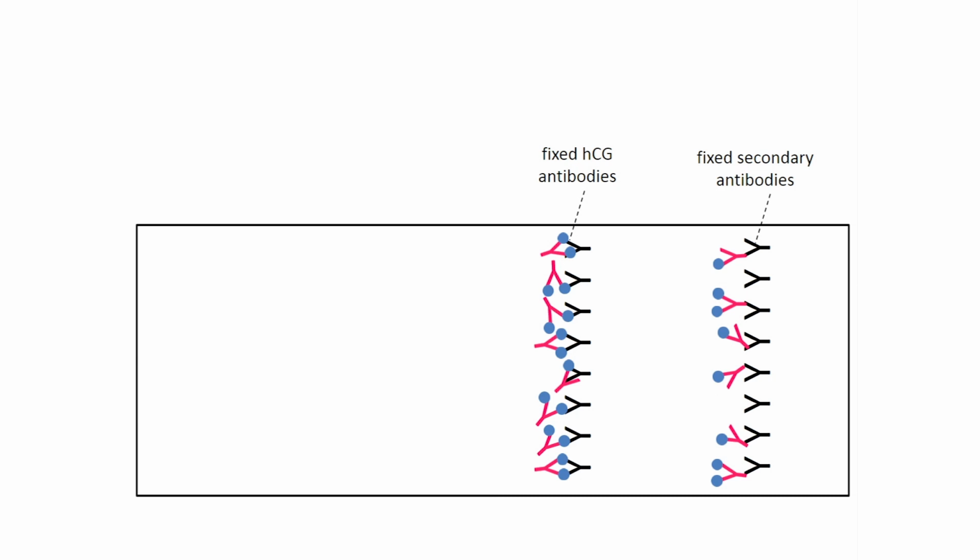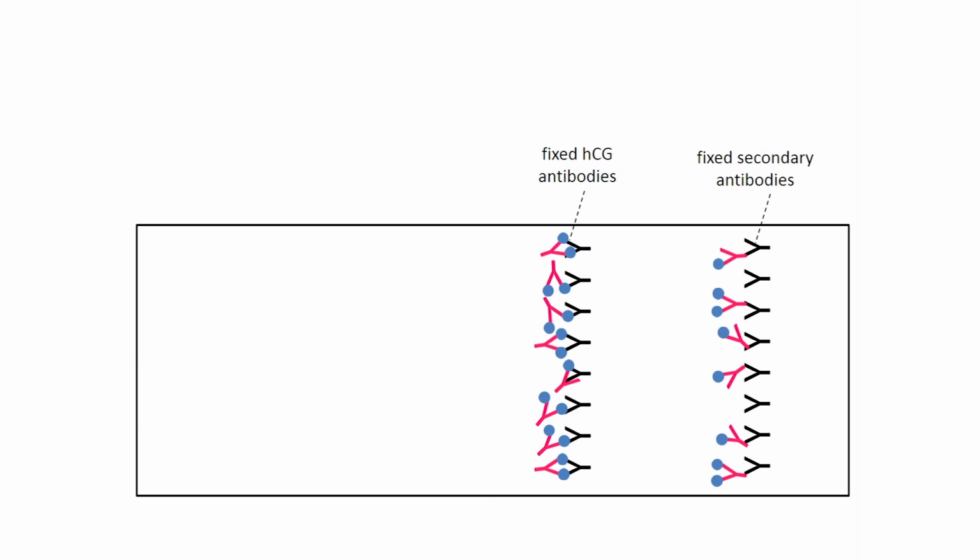Some of them will get trapped at the first line because there's a binding interaction not only with the coloured antibodies but also with the fixed antibodies. So they're both binding to the HCG analytes there, and some of them will end up going past and they will get bound at the second line. That second line is a control line, and it tells us that the test has worked, that the antibodies have actually gone past the first line, being the test line.